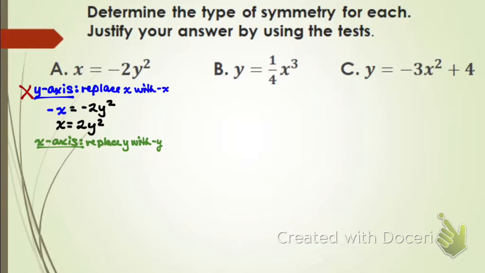Now be careful when you make this substitution. I'm putting negative y inside parentheses because I have to watch out for order of operations here. I replace it and then I simplify using order of operations. If I take a negative number and I square it, what happens? It becomes a positive. So as I begin simplifying this, this is x equals -2 and then y squared. Is that the same thing that I started off with? Yes.